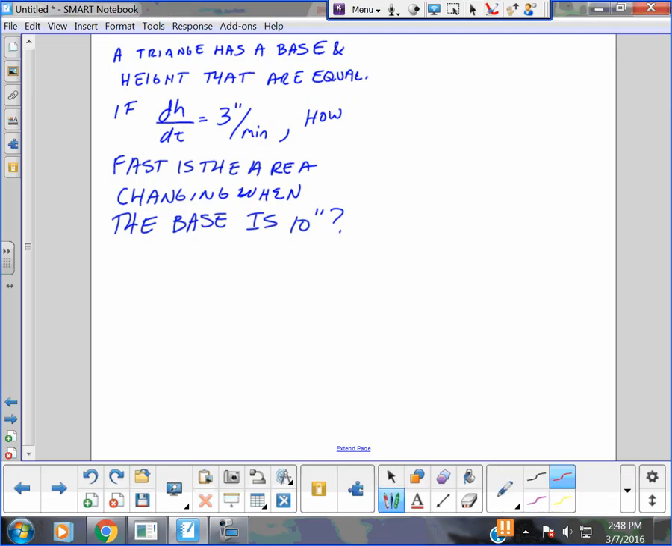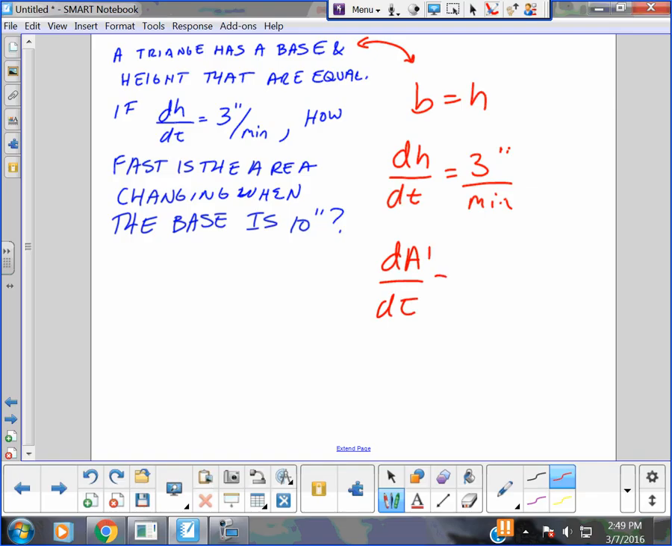So first of all, do we agree that the base and the height are equal? Let's start with that fact. And then I told you dH/dt is a constant rate of growth of 3 inches per minute. How fast is the area changing? dA/dt is equal to question mark, right? When the base is 10 inches.